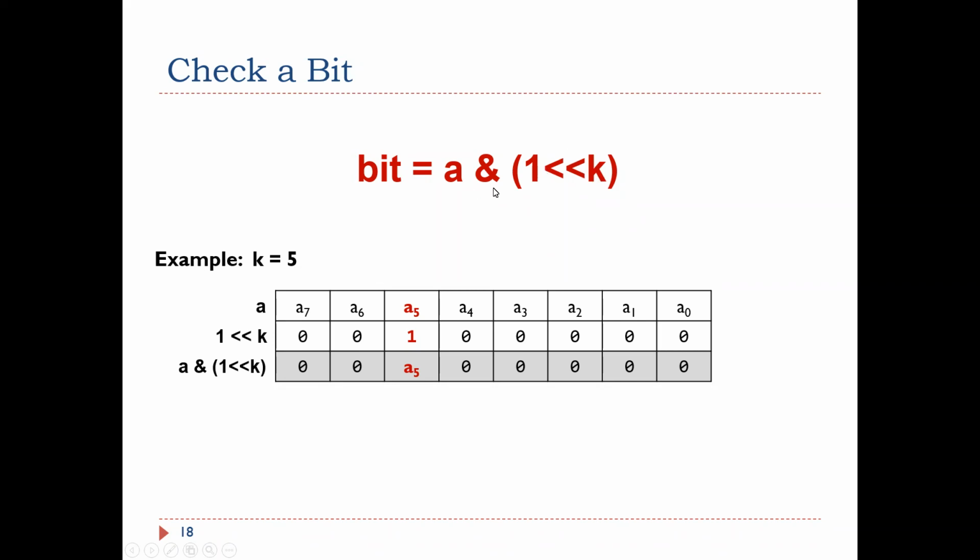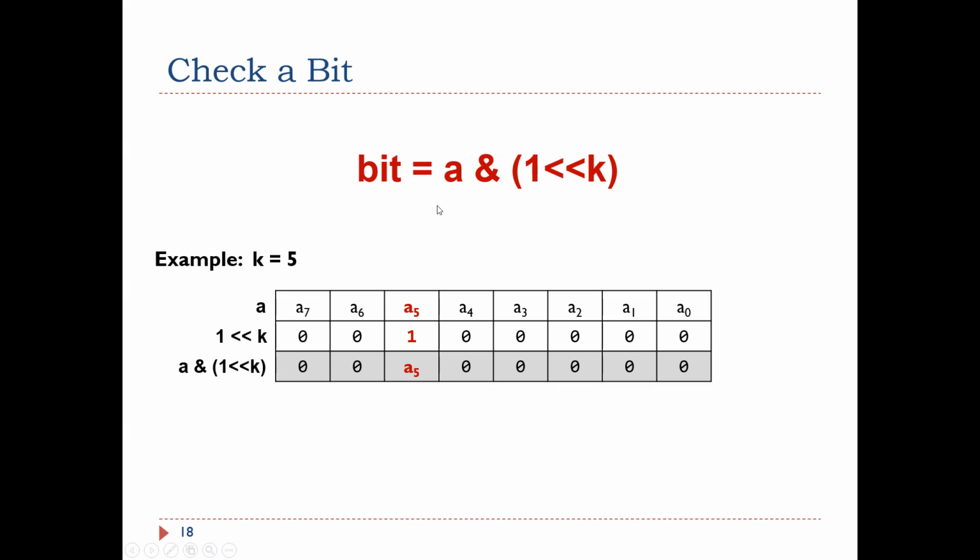So we have two operations here. One, we are going to do a left shift of 1, k number of times. Again, k is the bit position that you would like to check. And then we are going to do a bitwise AND operation with A. A is the data, or register, for which we would like to check a specific bit, the kth bit here.